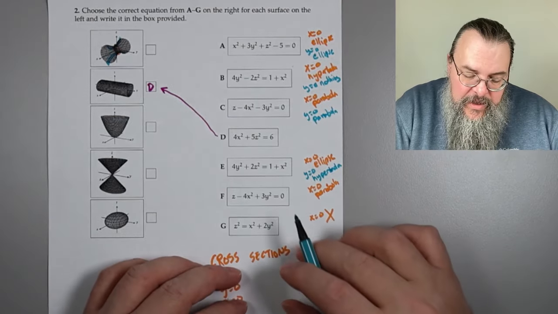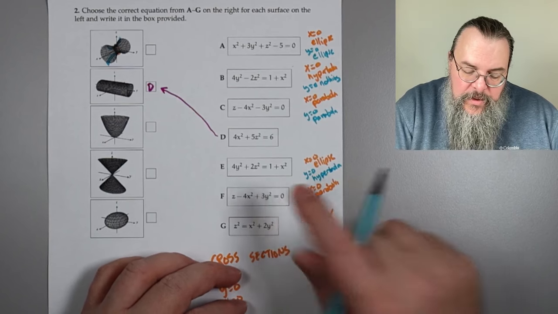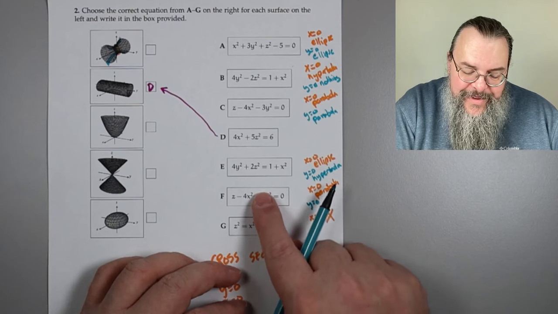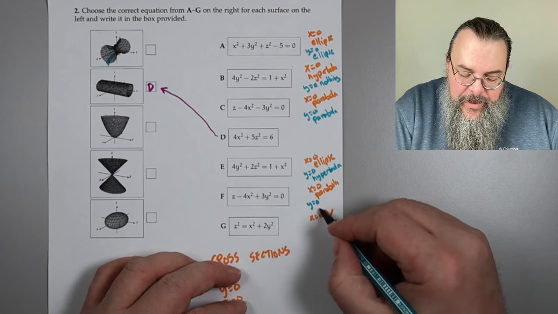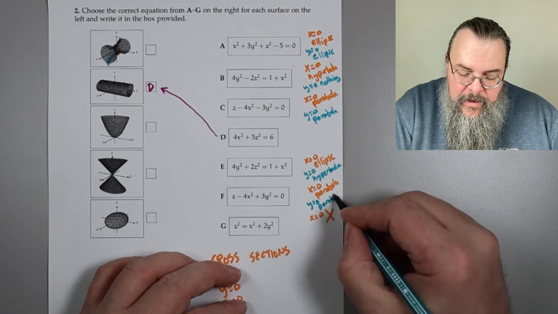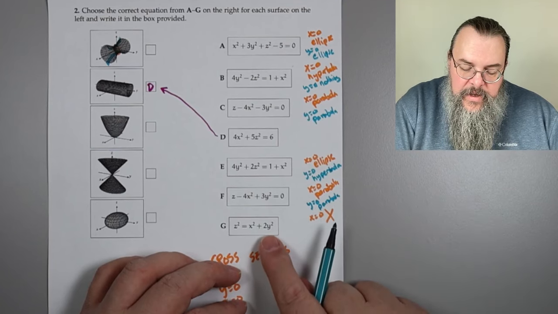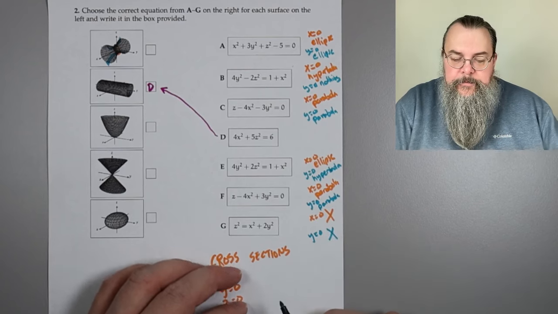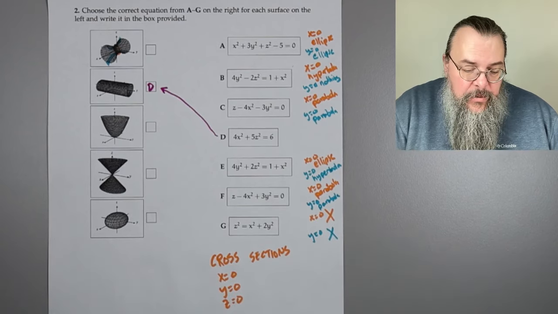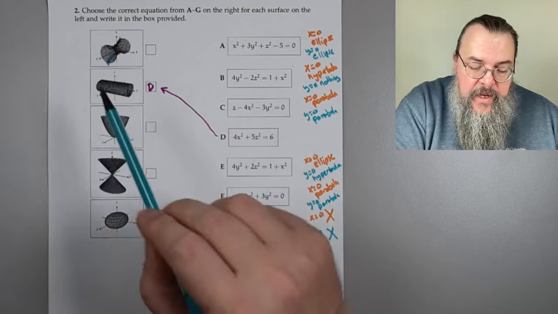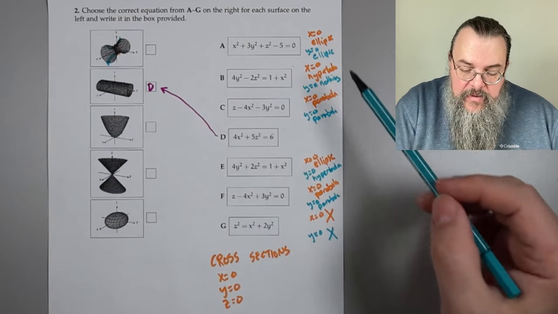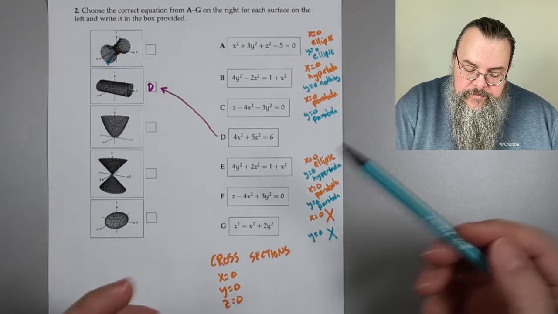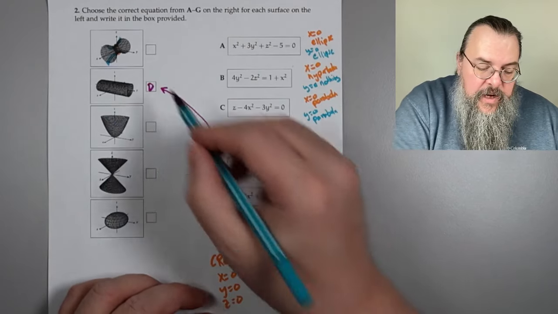Now here, if we set y equals 0, we get an ellipse. Sorry, not an ellipse, we get a parabola. Whoops, z equals 4x squared. And here, if we set y equals 0, again, we get lines. Okay, so we want to have ellipse and hyperbola. That's ellipse, ellipse, hyperbola, nothing, parabola, parabola, ellipse, hyperbola, that's the only thing. So it's got to be E.